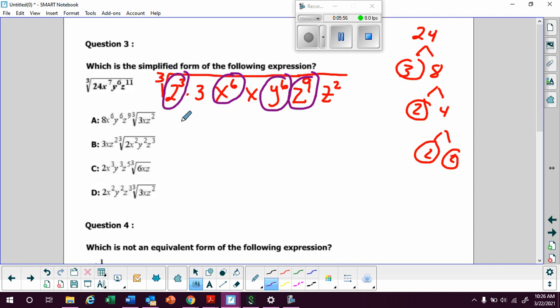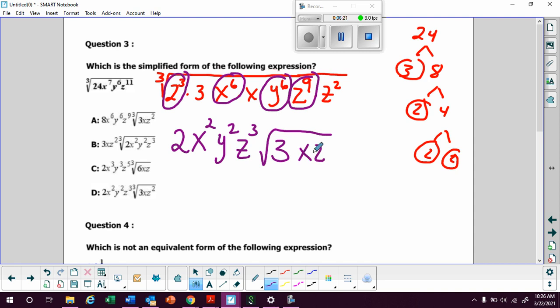So 3 divided by 3 is 1, so this is 2 to the power of 1. 6 divided by 3 is 2, so I have x squared. 6 divided by 3 is 2, so y squared. 9 divided by 3 is 3, so z to the power of 3. Then whatever is left over, right? 3 is left, x is left, z squared is left. Okay, that's what we have to do.